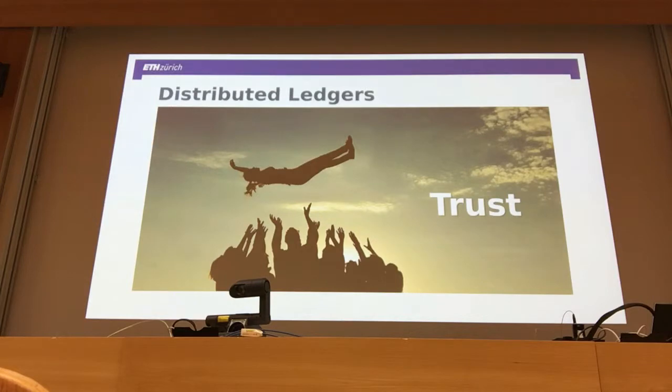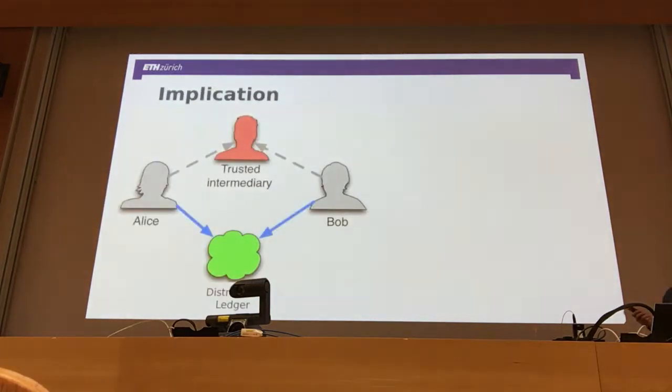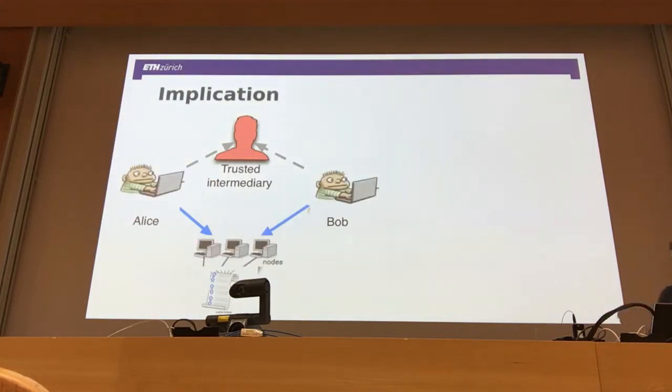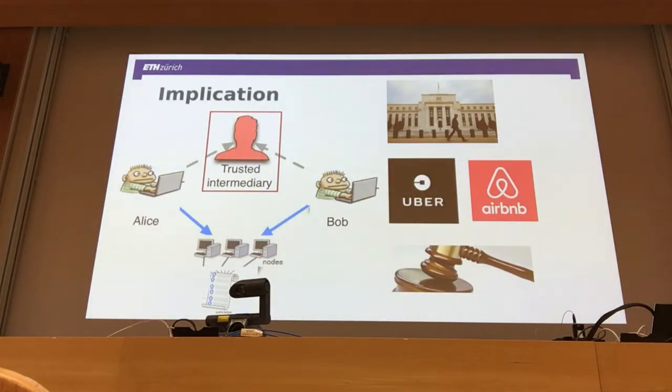Okay, cool. So distributed ledgers are about trust. And what does it have for implication? So basically, when we have Alice and Bob, in our current world, they always need to interact through a trusted intermediary. The idea now is to use a distributed ledger to replace this trusted intermediary. And what could this trusted intermediary be? For example, we saw with Bitcoin that for a transaction of value, we don't need banks. Of course, they still have other functions, but for this transaction of value, we could use such a distributed ledger.